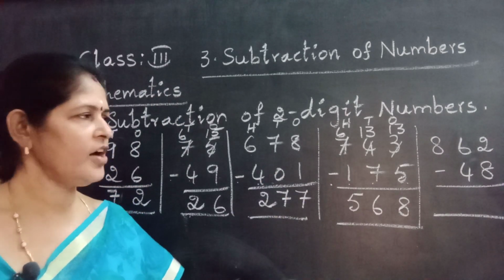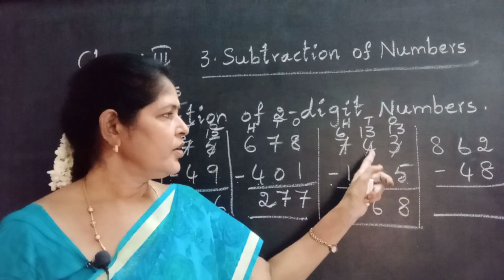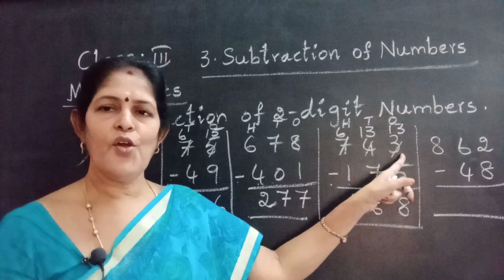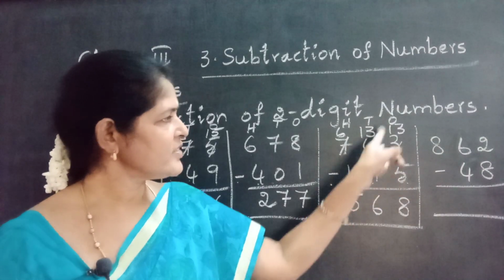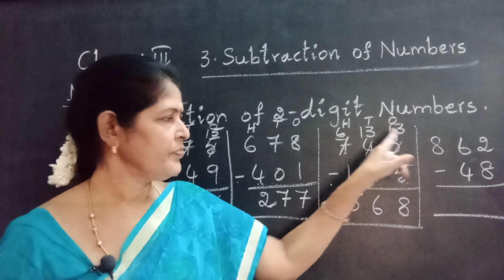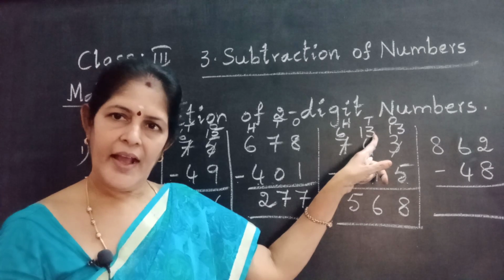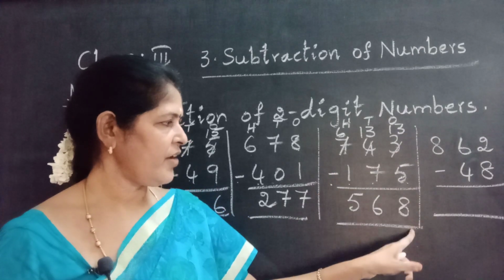568. Understood? Here 3 minus 5 is not possible. Using the borrowing concept, one number moves from tens to ones. Then 3 changes into 13. This 4 changes into 3. Again 13 minus 5, 8.